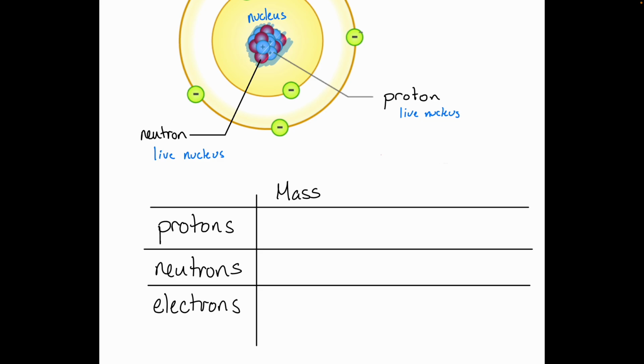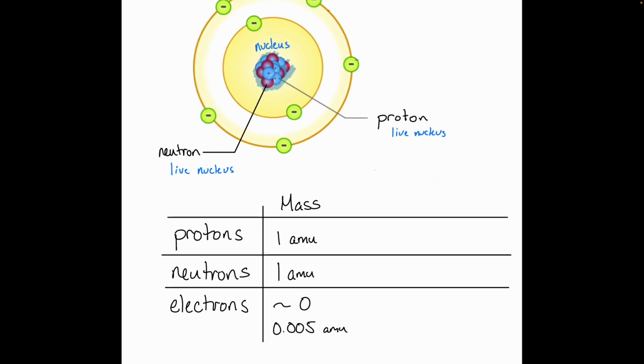We give the mass of a proton at about 1 AMU, atomic mass unit. A neutron has the same mass, 1 AMU. But an electron is super light, almost zero. Actually, it's more like 0.005 AMU, but incredibly light compared to the other two subatomic particles, which means that most of the mass of an atom lives just in that very center. The electrons that decorate the outside are very light. They're moving very fast.